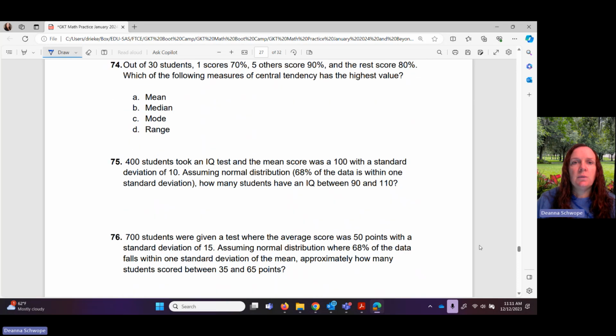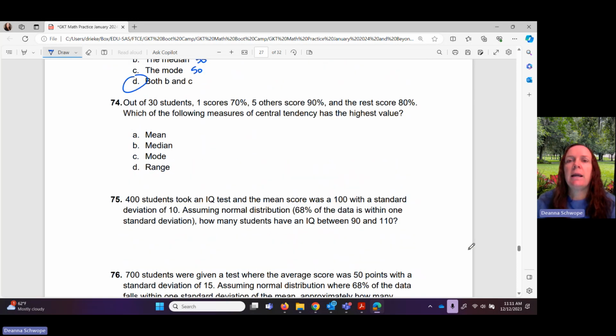Out of 30 students, 1 scores 70, 5 score 90, and the rest score 80. Which of the following measures of central tendency has the highest value? So basically, you have basically a frequency table. So you have a 70, an 80, and a 90. And you've got 1 person with a 70, 5 people with a 90. If there are 30 students, that means 24 people scored an 80.